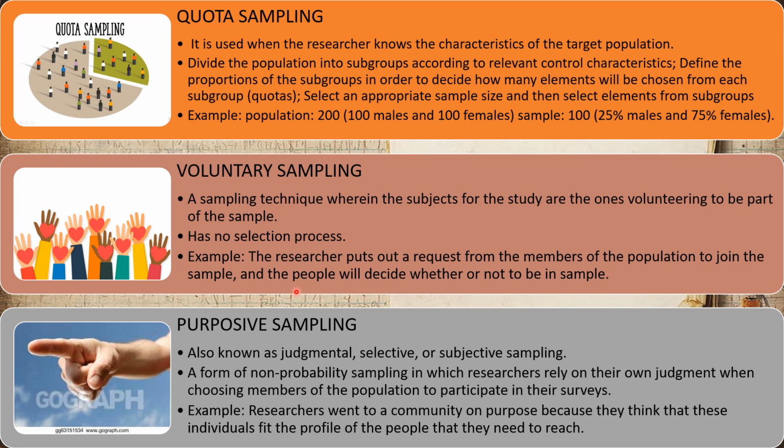Next, purposive sampling, also known as judgmental, selective, or subjective sampling, a form of non-probability sampling in which researchers rely on their own judgment when choosing members of the population to participate in their surveys. Example, researchers went to a community on purpose because they think that these individuals fit the profile of the people that they need to reach. Remember that in non-probability sampling, elements from the population are chosen on a non-random basis, and all members of the population do not have an equal chance of being selected to be a part of the sample group.